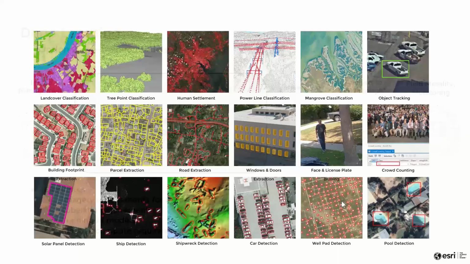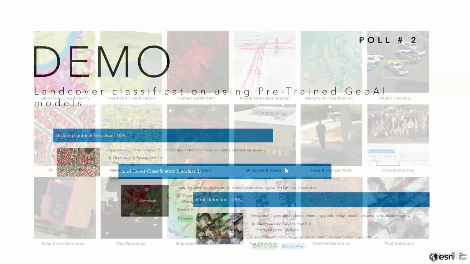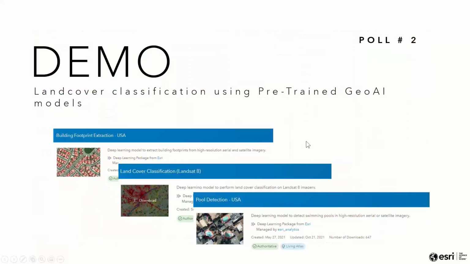So we see here some examples of the tasks that we have pre-trained models for. You'll see land cover classification, parcel extraction, building footprint extraction, and so on and so forth. So let's get in and actually see how to acquire some of these pre-trained GeoAI models and how to gain some workflows for using them.